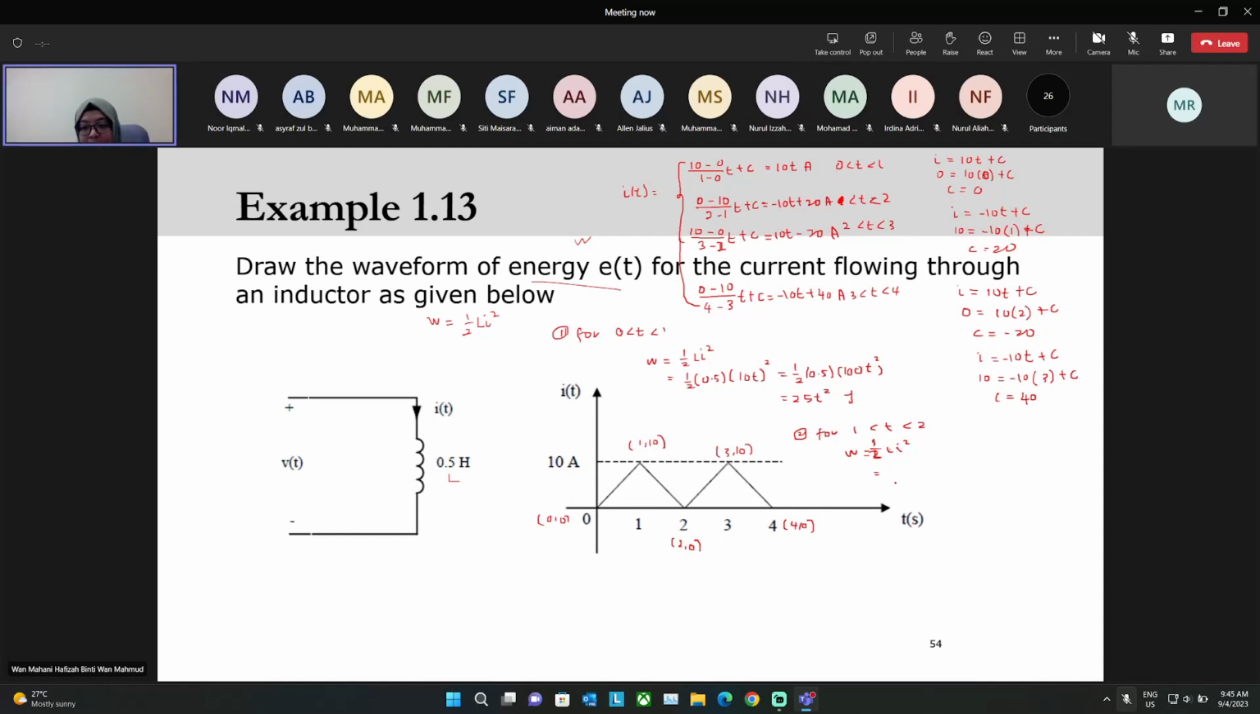Lepas tu 1/2 you gantilah pula value L dia 0.5. I dia berapa ni? Negatif 10T tambah 20. Jangan lupa square kan dia. Okay.